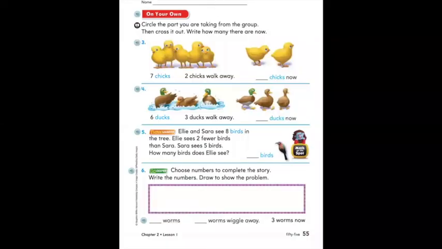Now let's turn to page 55. Page 55 says, on your own. At the top of page 55, here are the directions. Circle the part you are taking from the group. Then cross it out. Write how many there are now. If you look at the first one on number 3, you'll notice that there are some chicks walking away. So you'll circle that group and cross it out. And you'll do the same for the ducks.